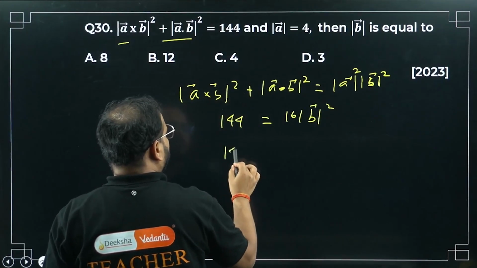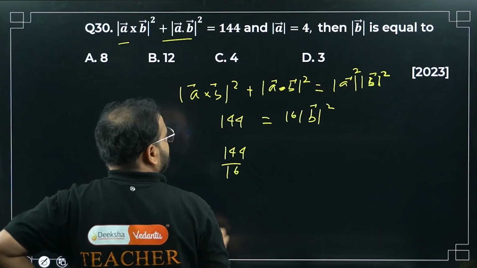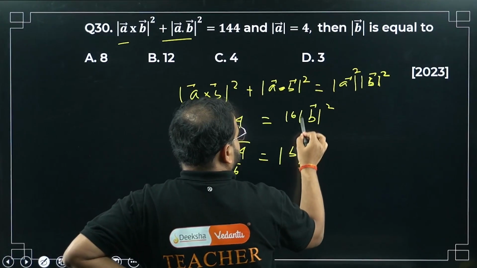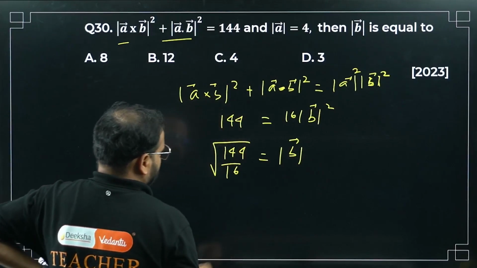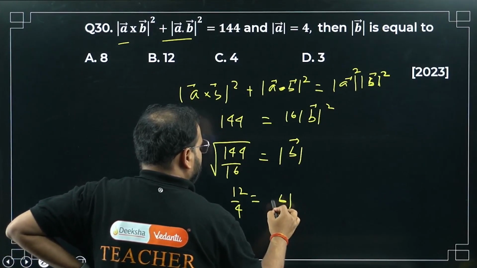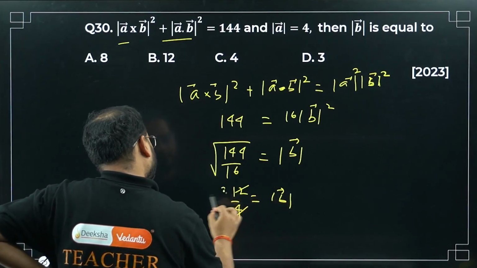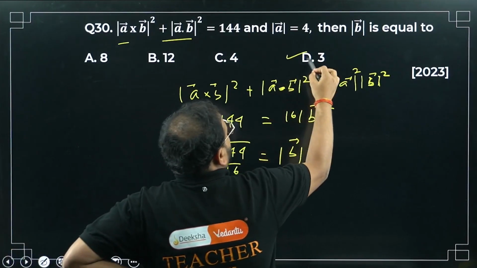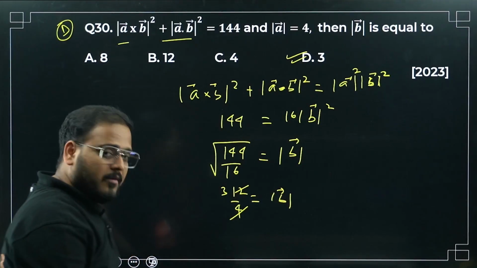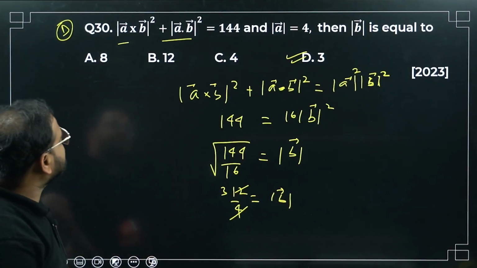So I get what? 144 by 16. The root equals to what? Vector B mod. 12 by 4 equals to mod of vector B. 3. Answer is what? 3. Fun exercise, okay. So answer is 3.